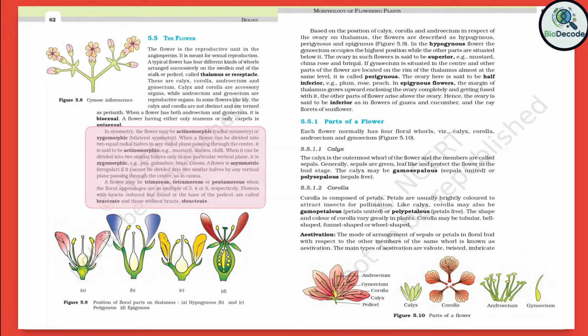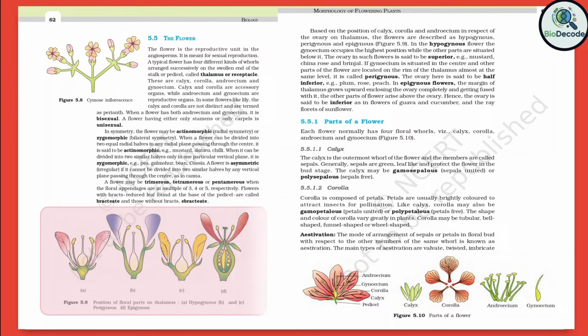When it can be divided into two similar halves only in one particular vertical plane, it is zygomorphic. For example, pea, gulmohar, bean, cassia. The flower is asymmetric, irregular, if it cannot be divided into two similar halves by any vertical plane passing through the center, as in canna. A flower may be trimerous, tetramerous, or pentamerous when the floral appendages are in multiples of 3, 4, or 5 respectively. Flowers with bracts, reduced leaf found at the base of the pedicel, are called bracteate, and those without bracts, ebracteate.